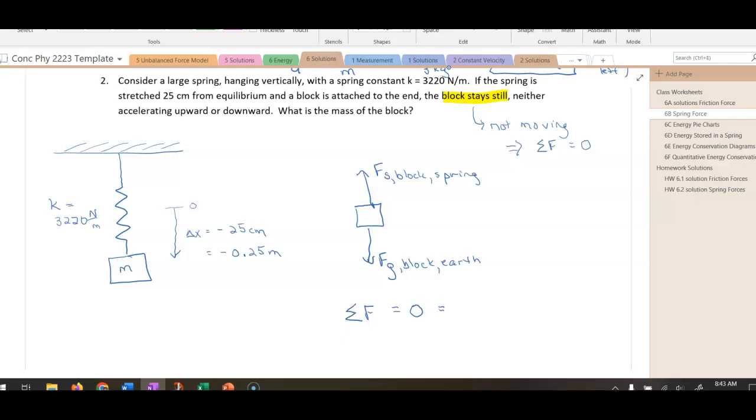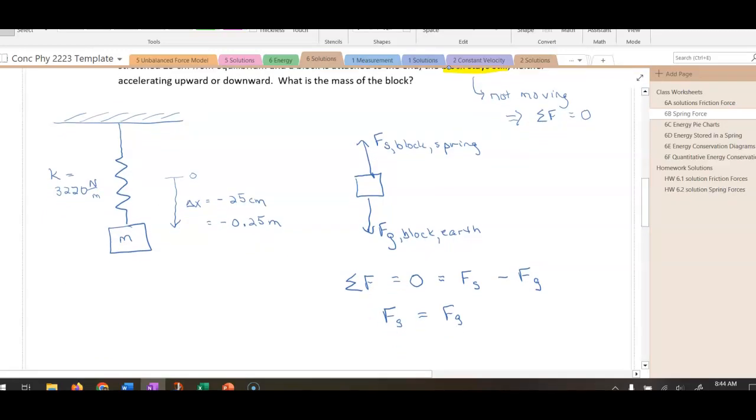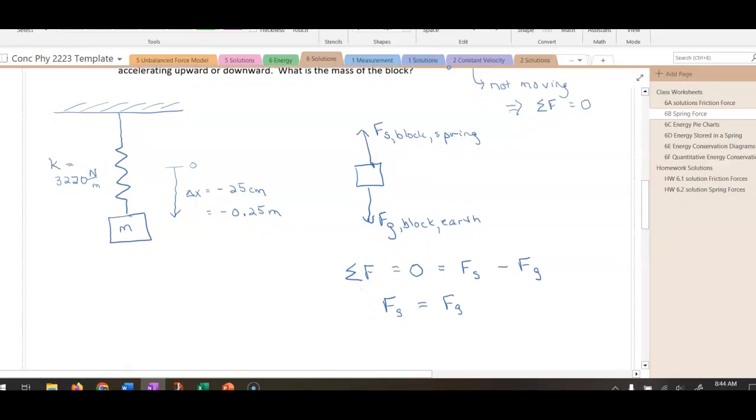And looking at this force diagram, I know that I would calculate it as the spring force minus the gravitational force. So since spring minus gravitational equals 0, that means the spring force must be the same amount as the gravitational force. So if I calculated the spring force, that would be negative times the spring constant times the displacement, and the gravitational force would be the mass of the block times 9.8.